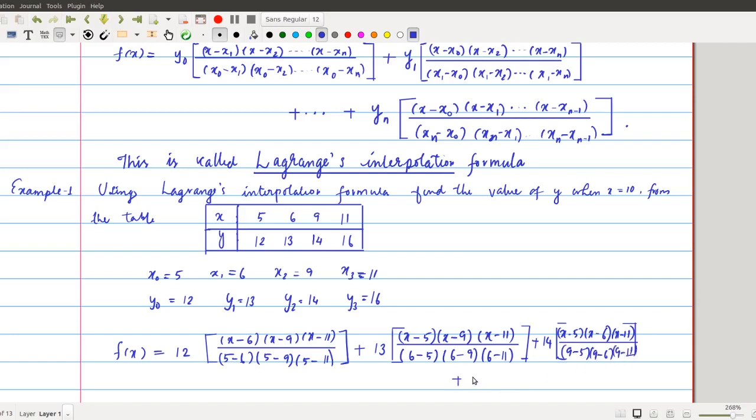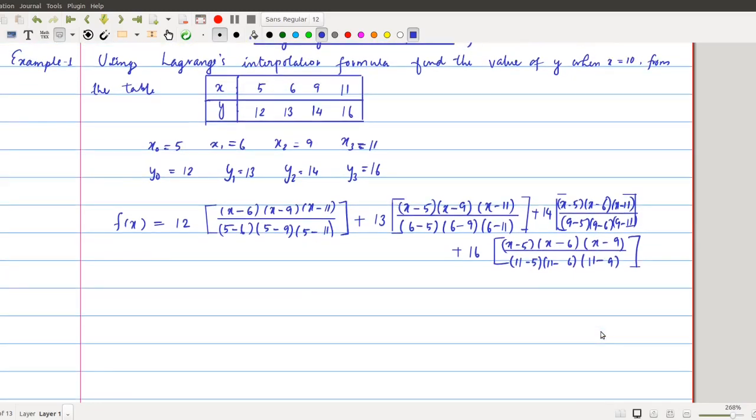Okay, finally we have y3 times, y3 is 16 times, the numerator will be x minus 5, that is x minus x0, x minus 6, that is x minus x1, and x minus 9, that is x minus x2, and the denominator we have x3 here, so 11 minus 5 into 11 minus 6 into 11 minus 9. So this is the value of f of x when you use Lagrange's interpolation formula.